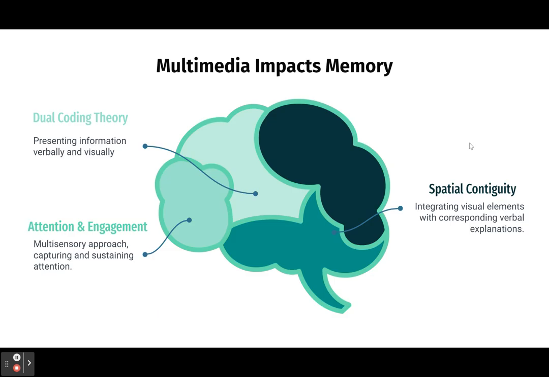So now, how does multimedia impact memory? As we're moving on to how multimedia impacts memory, we're going to discuss dual coding theory, which emphasizes the importance of presenting information verbally and visually. We'll also explore how multimedia helps capture and sustain attention, and the concept of spatial continuity, which integrates visual and verbal elements for better comprehension. And these are things that we can put directly into use in our classrooms right now.